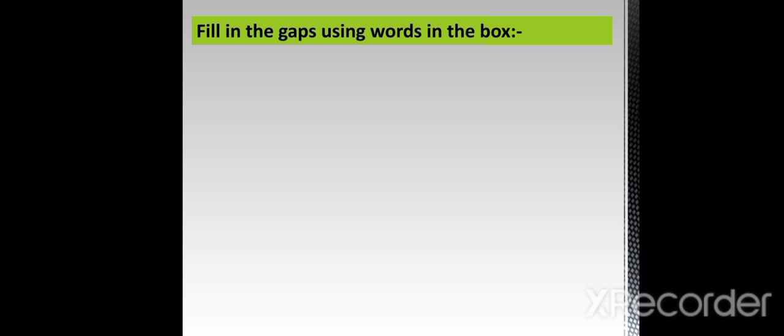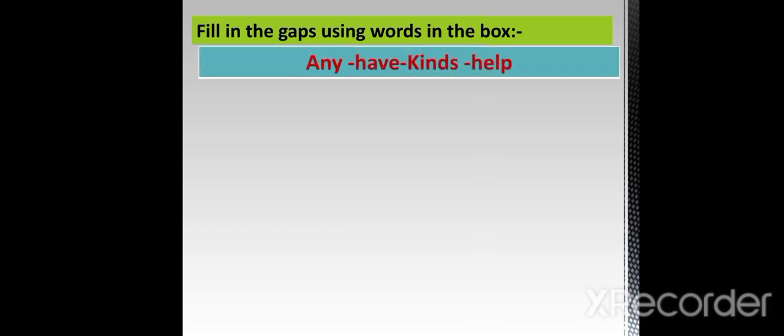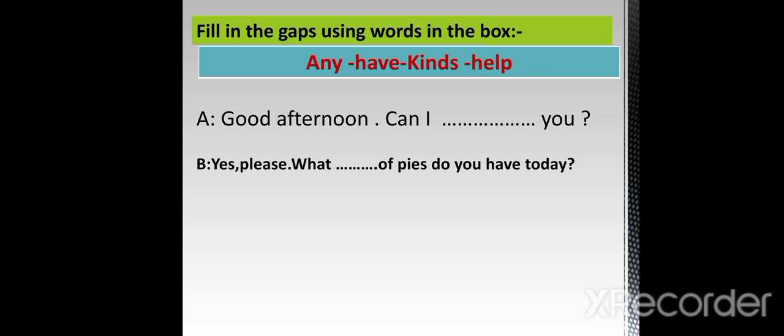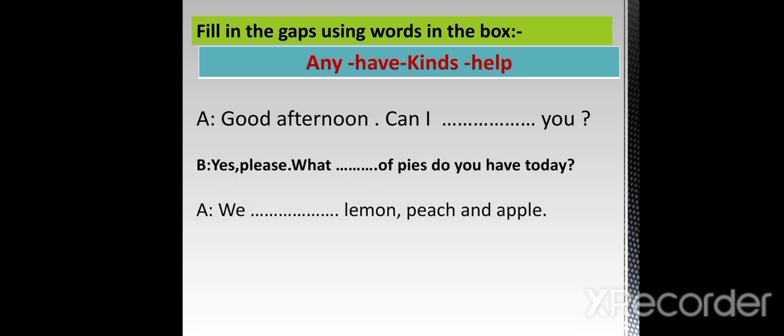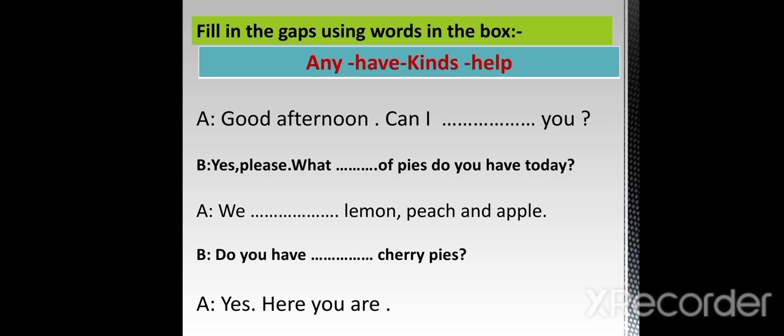Fill in the gaps using words in the box. Use these words: any, have, kinds, help. Good afternoon. Can I help you? Yes, please. What kinds of pies do you have today? We have lemon, peach, and apple. Do you have any? Excellent. Yes, here you are.